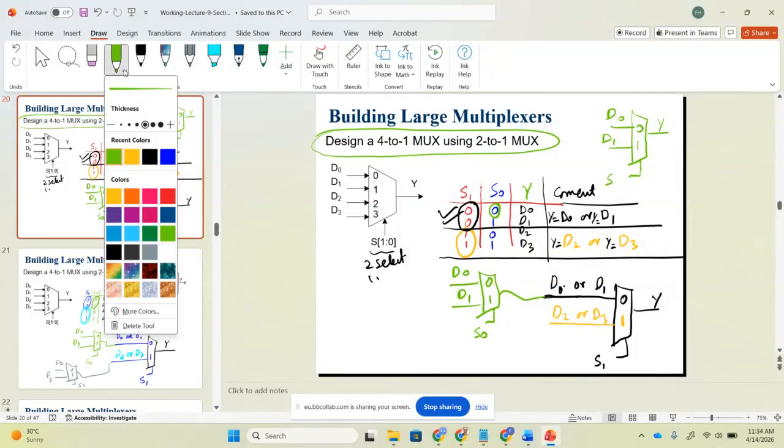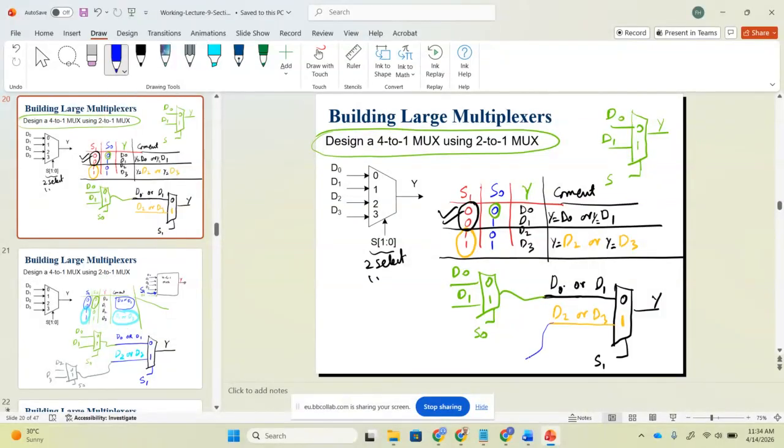Now I'm using another color. Did we use blue color? No, we didn't use blue color. So I'm now using a blue color here. So please look at here. So it means that it will be D0 or D1. So it will be 0 or 1. So this is this multiplexer here.